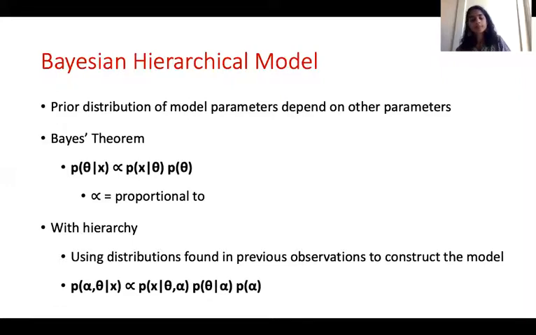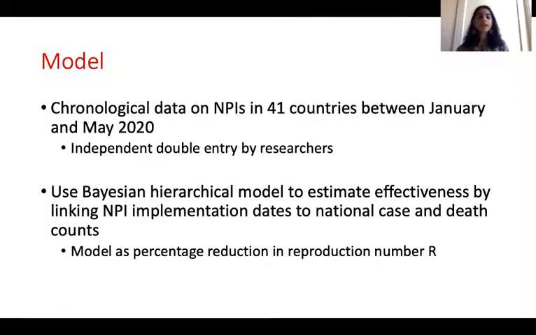So their model uses chronological data on NPIs in 41 countries between January and May 2020. And as I mentioned, they use independent double entry to cross-check their data. And they use this Bayesian hierarchical model to estimate the effectiveness of NPIs by linking the implementation dates of the NPIs to national case and death counts, which they then model as a percentage reduction in the reproduction number R.